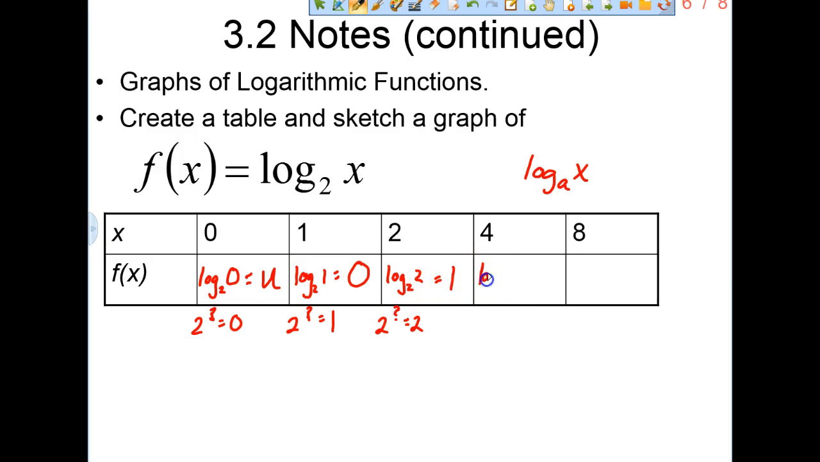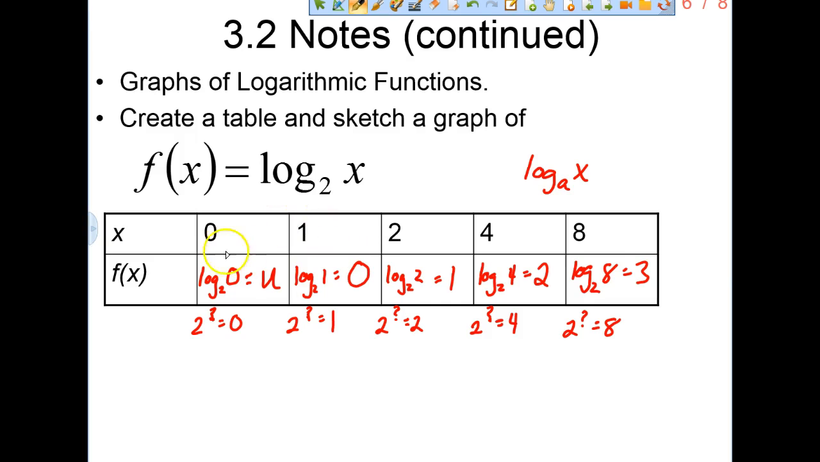All right, next, the log base 2 of 4. So I'm asking 2 to what power equals 4? 2 squared, right? So this is 2. And then lastly, the log base 2 of 8. We've already talked about this. This says 2 to what power equals 8? That would be the 3rd power, 2 to the 3rd.